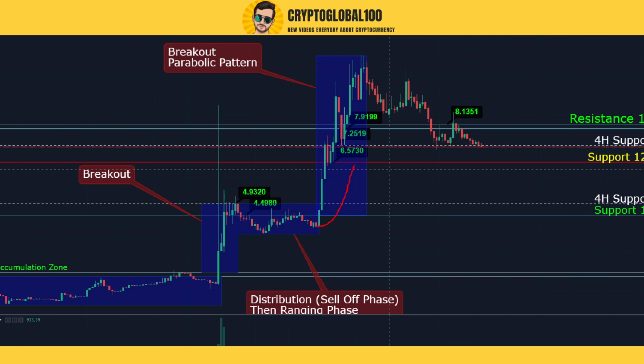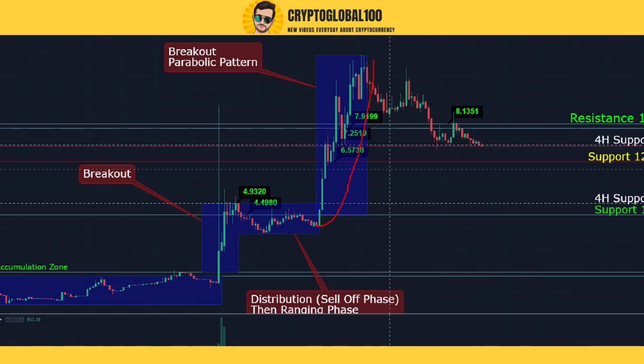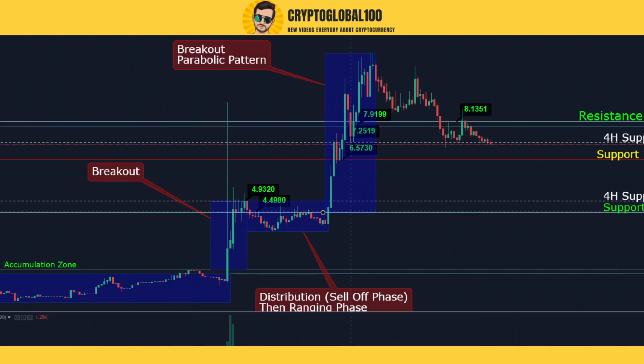The price made the huge parabolic move here, and after that a huge sell-off. Then the price went up, tried, tested, got rejected, then again the price came down, and then again got tested and rejected from the previous swing low, and now the price is going to move more down towards this area. It has broken the support.